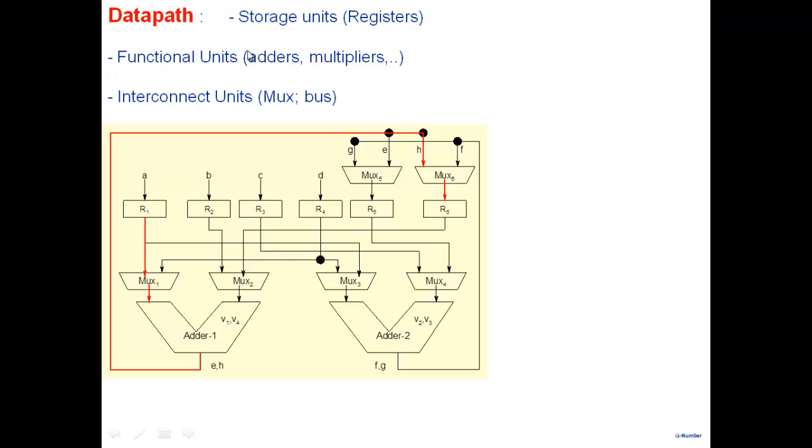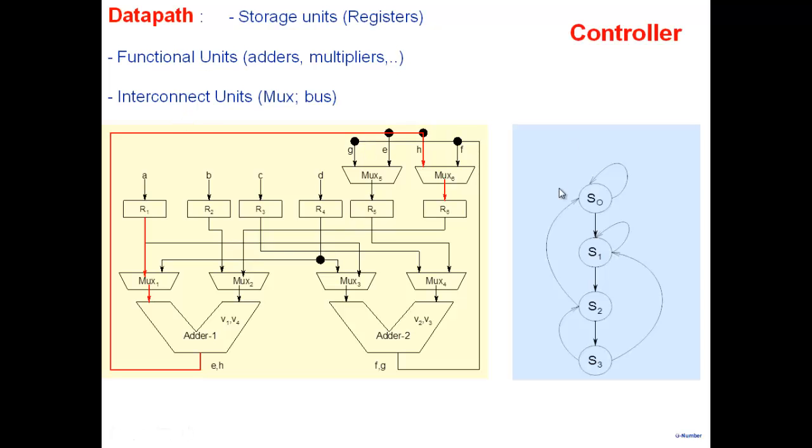It consists of functional units, the adders and the multipliers and all the other things that you use for processing the data here. And then you have to interconnect them. You have to interconnect the registers, the adders, multipliers, all of them together. So you need interconnect, which could be simply wires. A set of wires could be called a bus, or it could be multiplexers. We have used a lot of multiplexers in this particular view here. So this data path consists of these three broad elements: data storage, functional units, and interconnect units.